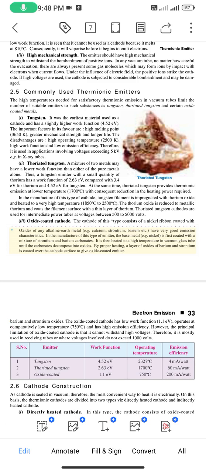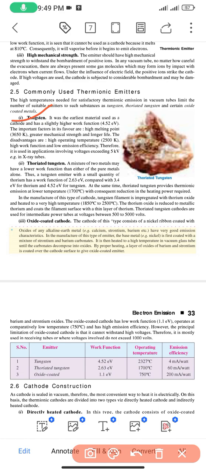Now, firstly, we will discuss tungsten. It was the earliest material used as a cathode and has a slightly higher work function, 4.52 electron volt. The important factors in its favor are high melting point, 3650 Kelvin, greater mechanical strength, and longer life.